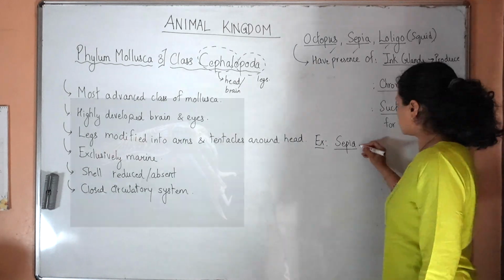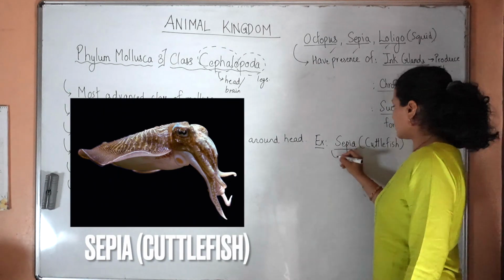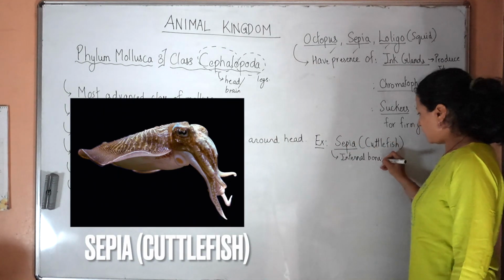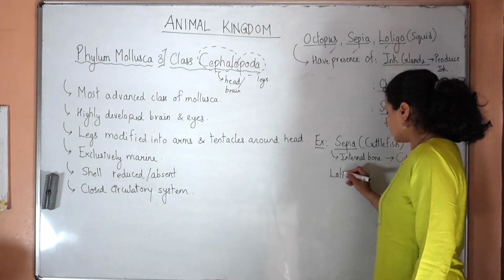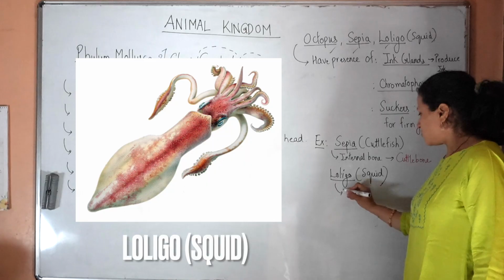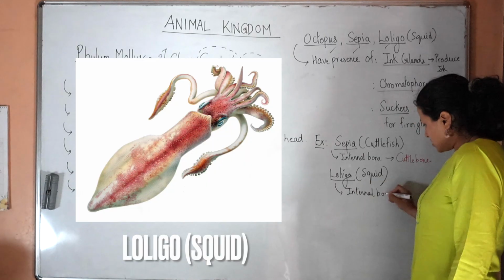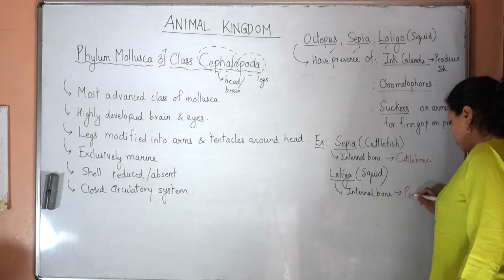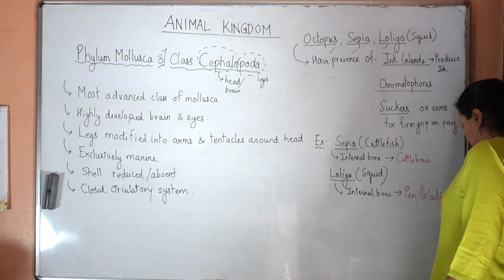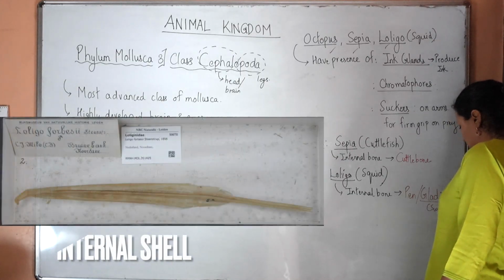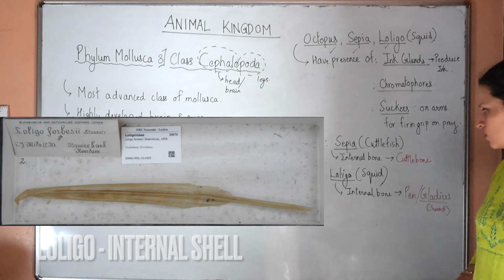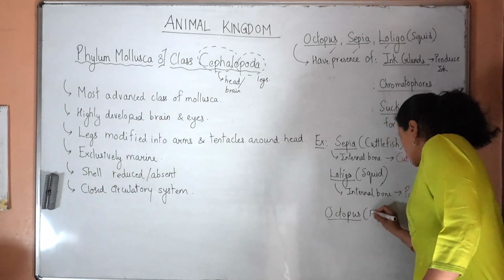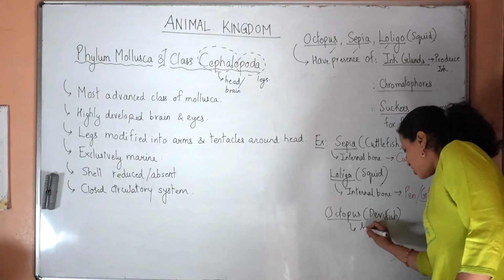Example, Sepia, which is called the cuttlefish. This one has an internal bone, called the cuttle bone. Next example, Loligo, the squid, calamari. This one also has an internal bone, called the pen, also called gladius. Gladius means a sword, because it's shaped like a sword or a pen. Maybe that's why it is named so. Third example, octopus, which is also called the devilfish. In octopus, the shell is absent.